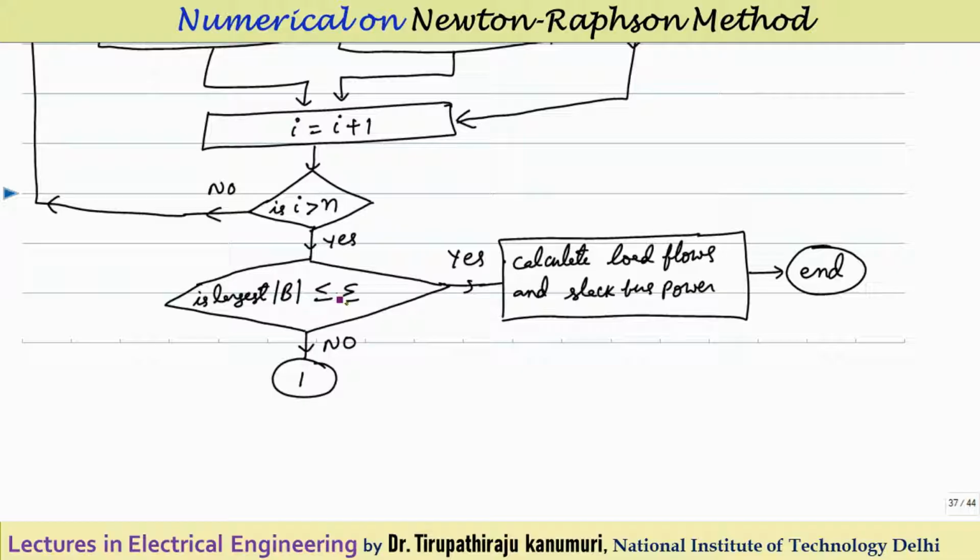The maximum value of those differences is lying within the limits or not. If it comes within the limits, that means we can stop calculating further. So we will stop it, calculate the load flows and the slack bus power, and we will end the process.